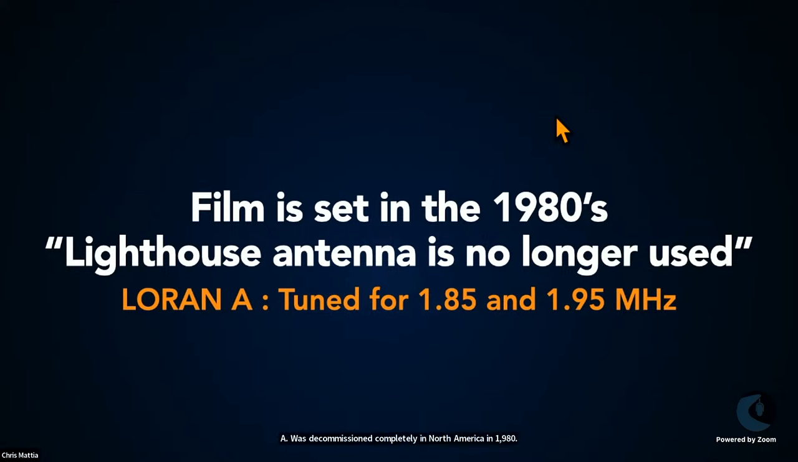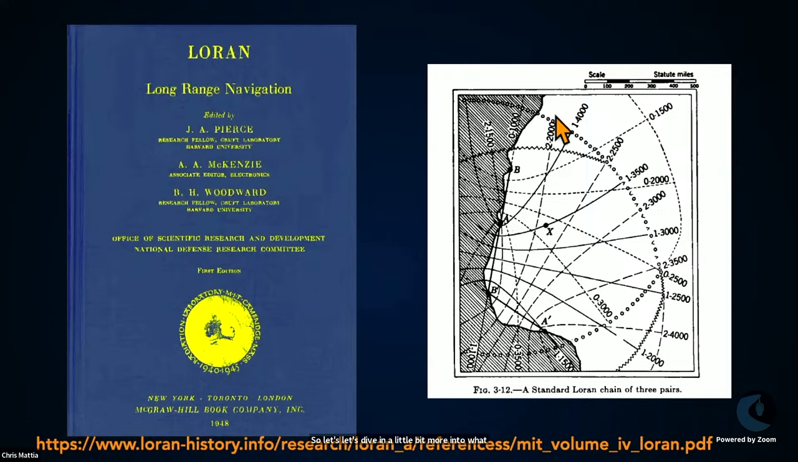And so that would have been at the location where the kid was operating, more than likely the antenna station that was being operated. Loran A would have been tuned for two frequencies, 1.85 and 1.95 megahertz, both of which would be plausible for being able to jump on an antenna and make connections on the 2.55 megahertz that they're referring to. So let's dive a little more into what Loran is. I found this book. Here's a link to it.